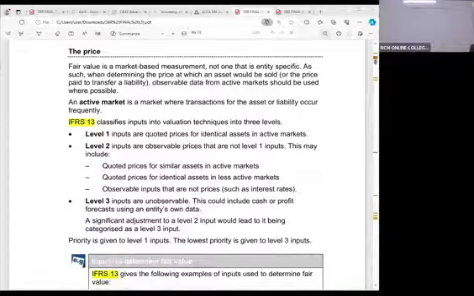So if it's a unique asset, then you have to use what we call level 3 inputs. So here inputs are unobservable. There is nothing really that is quite identical or similar to the Holy Family Basilica that you can use. So the inputs here are unobservable. The level 3 inputs are unobservable. This could include cash or profit forecasts using an entity's own data. Ladies and gentlemen, please listen to me very well.